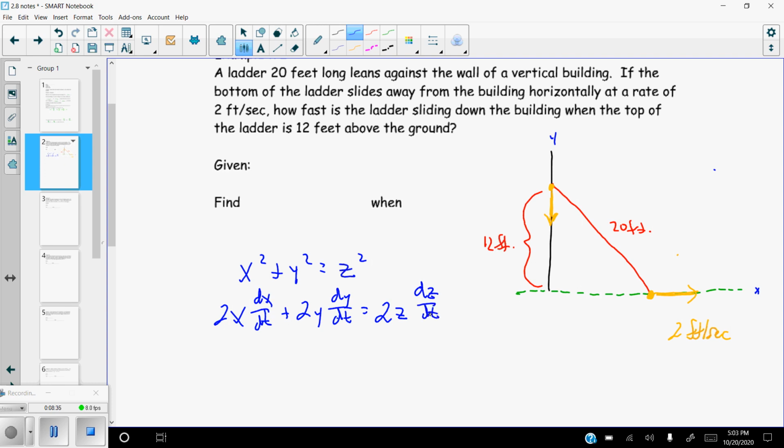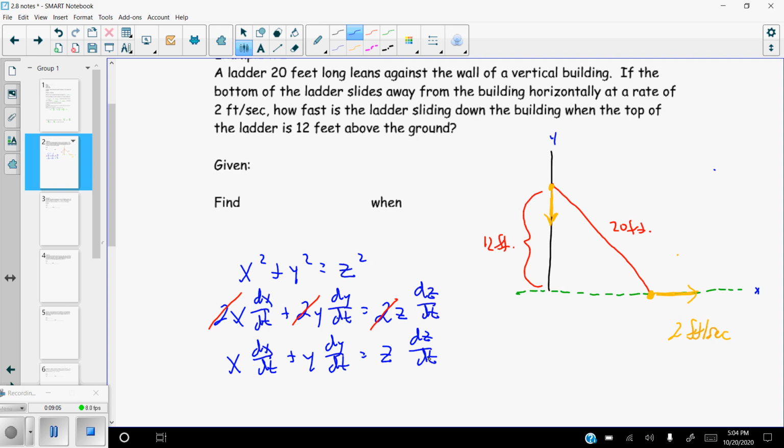One nice thing here is I can simplify this a little bit because I can divide 2 out of both sides because I've got a 2 in everything, so those are going to go away. So what that leaves us with is x times dx over dt plus y times dy over dt equals z times dz over dt. So we have to figure out now what information of this was given to us and what we're trying to find.